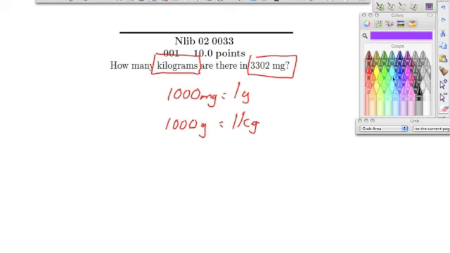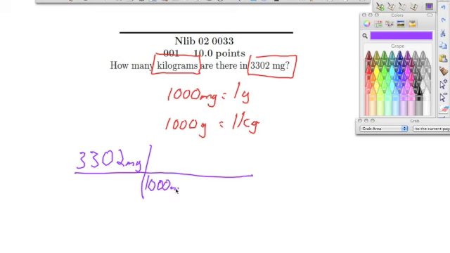Okay, so we always start with the number in the problem, which in this case is 3,302 milligrams, and then we just use our conversion factors. If milligrams is on top, we put milligrams on the bottom. So we put 1,000 on the bottom. Milligrams equals 1 gram. We use that, goes away. Grams is now on top, so we put 1,000 grams on the bottom equals 1 kilogram on the top.